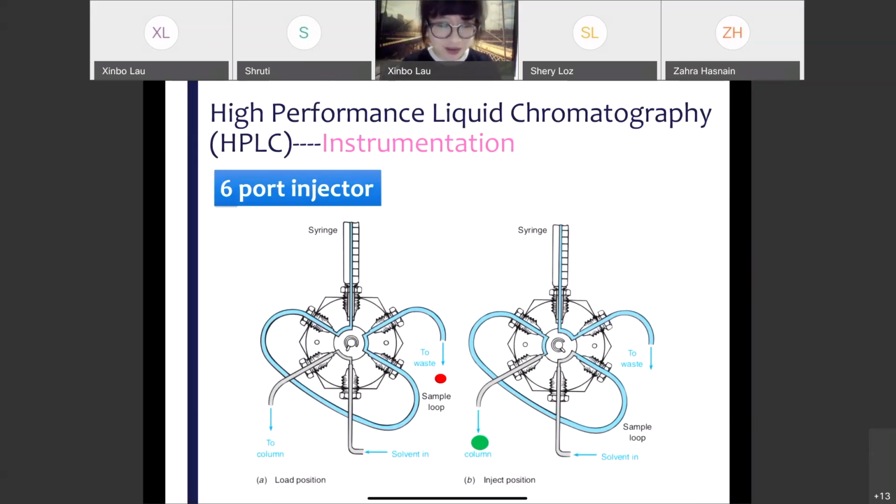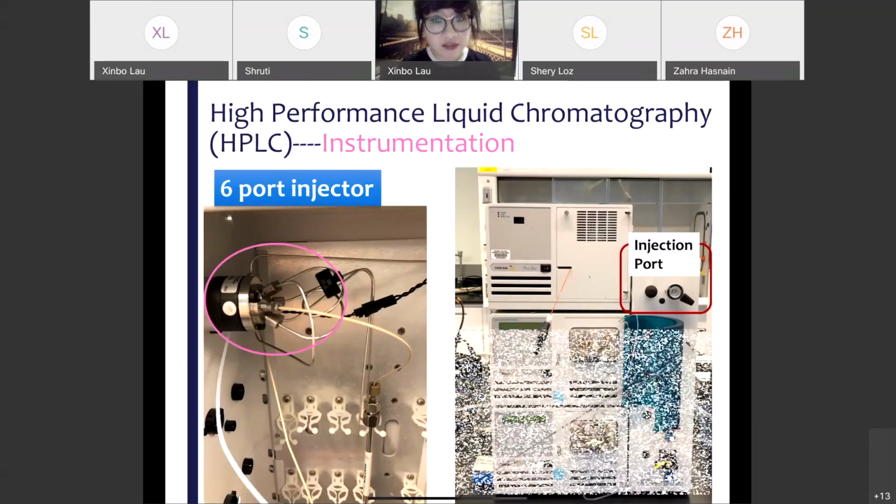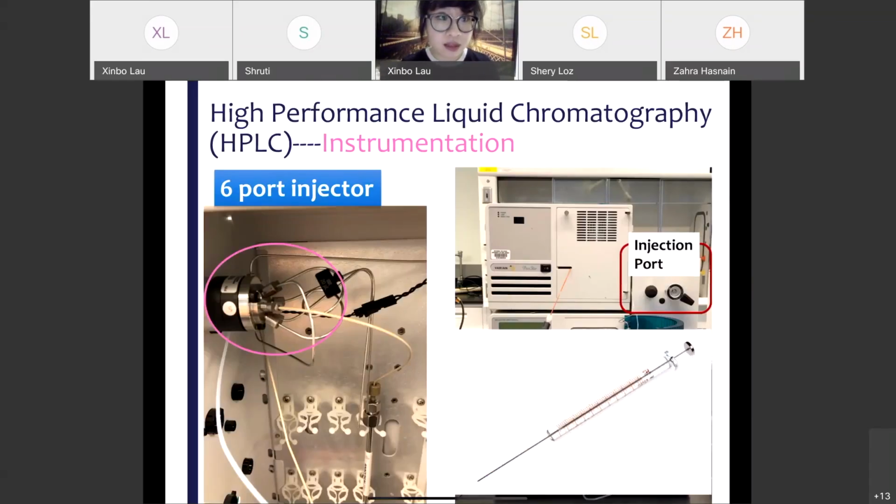If you're taking the lab, we'll talk more about this as well. That's the 6-port injector from the animation I did, which is how you load your sample and inject. Normally we use a very small quantity of sample, which is very good because we normally don't have a lot of sample available. You only take microliters for the injection, and you can still get the information.